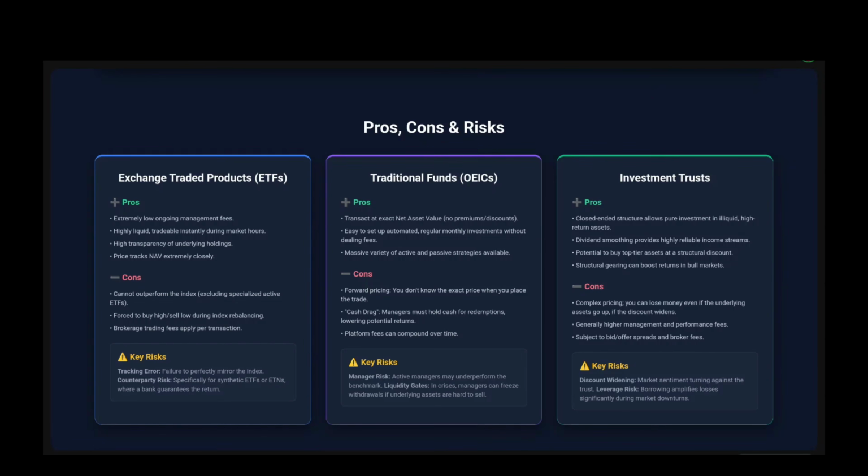The biggest key risk here is managerial risk, so active managers may underperform the benchmark. And then you've got liquidity gates. In a crisis, managers can freeze withdrawals if underlying assets are hard to sell.